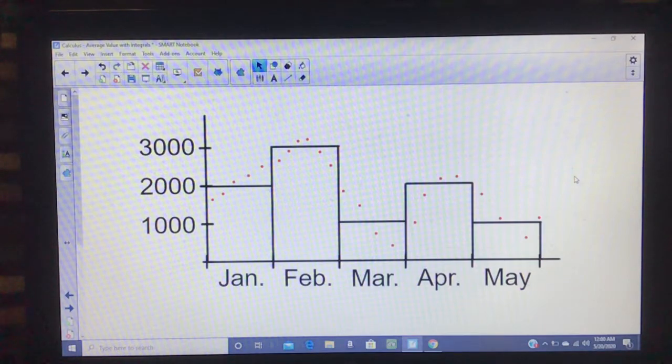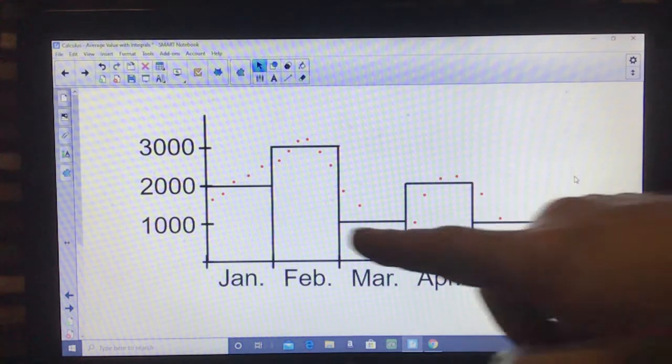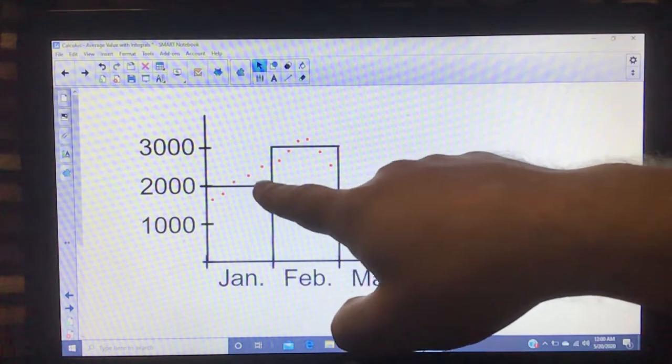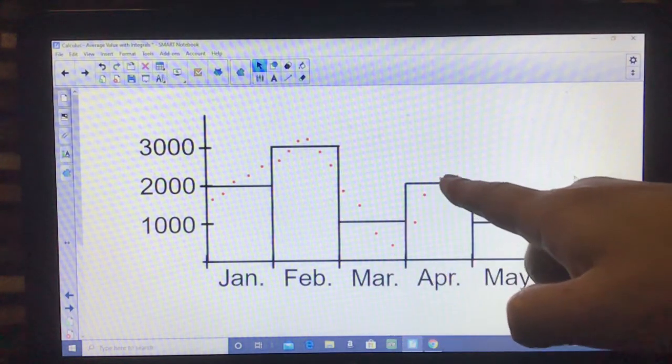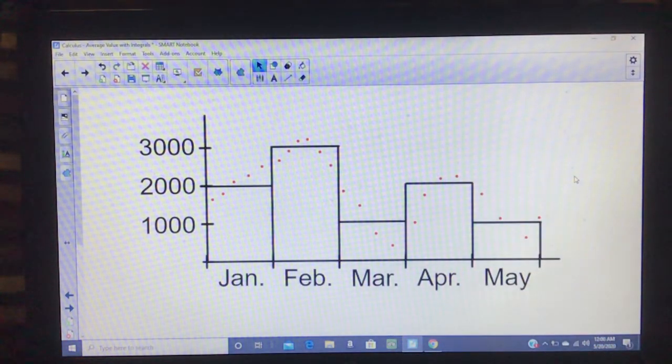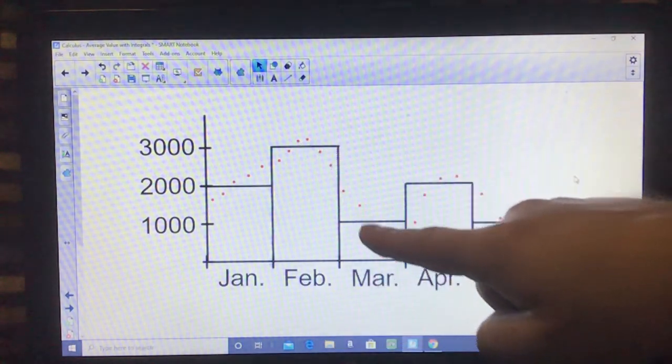Someone's going in every couple days now and making either deposits or withdrawals. So for some reason, this amount's going up. They're putting money in. They're putting money in. Now money's coming out. Now money's going in. Now money's coming out. This is more realistic of what would be happening.